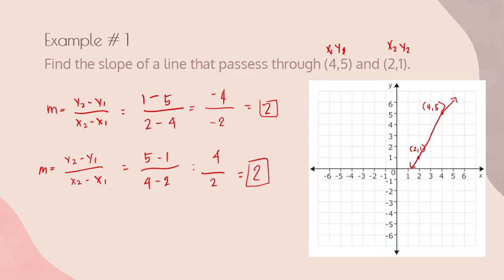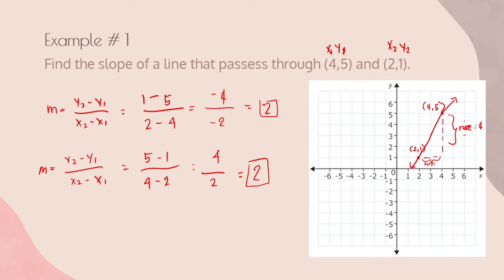So we have the run, which is 2. Let's try to draw broken lines over here to see the rise and the run. So we have 1, 2. This would be your run. Okay, this would be your run. That is 2 units. And then your rise, that would be 1, 2, 3, 4. So your rise is equal to 4.